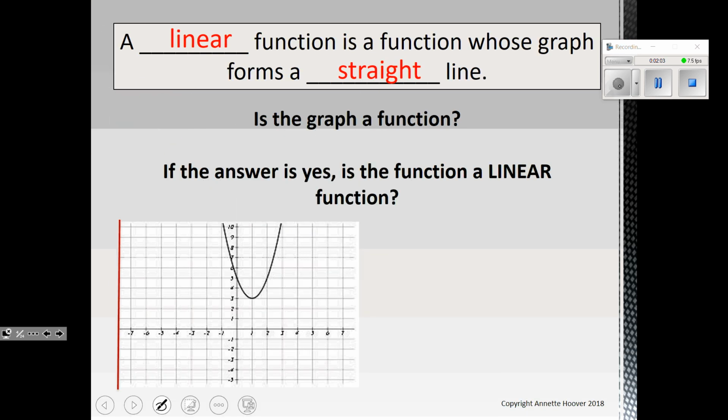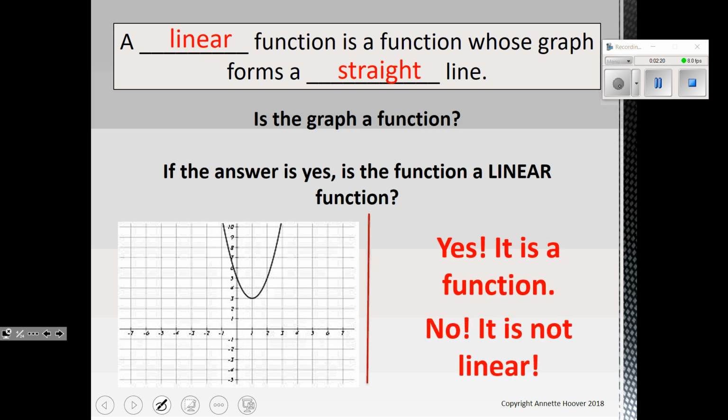Try it again. Again, you see the red line. We're going to pull it across to do our vertical line test. It never touches that function more than one place at a time, so it is a function. Is it linear? No. This happens to be quadratic because you see the parabola. So it is a function, but it is not linear.